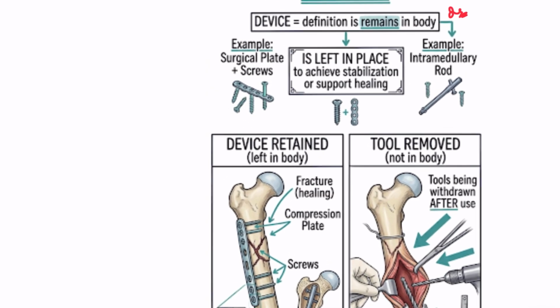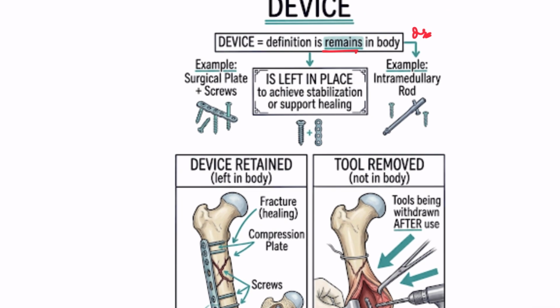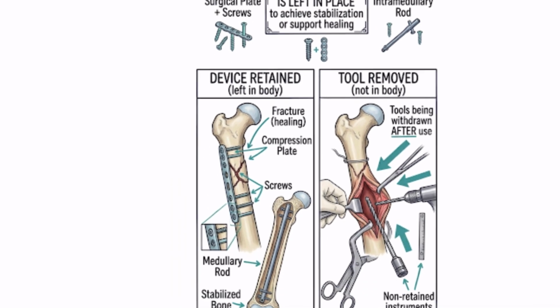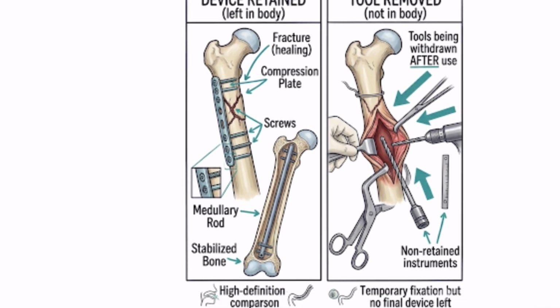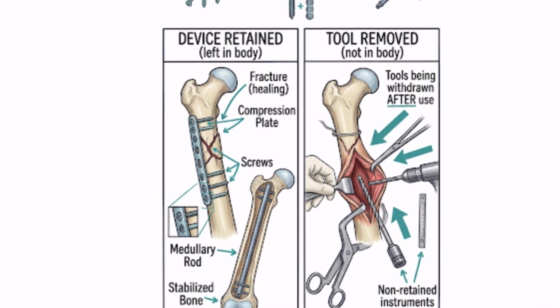Let us go back to the same case, open reduction, internal fixation. Once the procedure is complete, what is still inside the body? You have a rod or a nail, screw, plate, possibly graft. These are not temporary, they remain inside the body. So these are devices. Now compare that with surgical instruments. Retractors used, drains used. These are used during the procedure, but they are not left behind. So they are not devices.